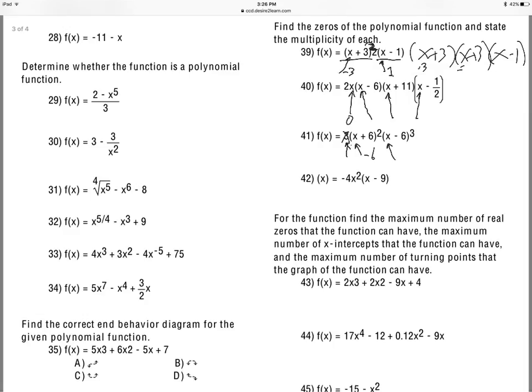Here we have positive 6, 3 times, okay? Multiplicity 3. Down here, well, there you go. That's not too bad. That's a 9, multiplicity 1. And here, again, forget about that. Remember this one? That's 0, but twice, so multiplicity 2. So that is the zeros and their multiplicity.